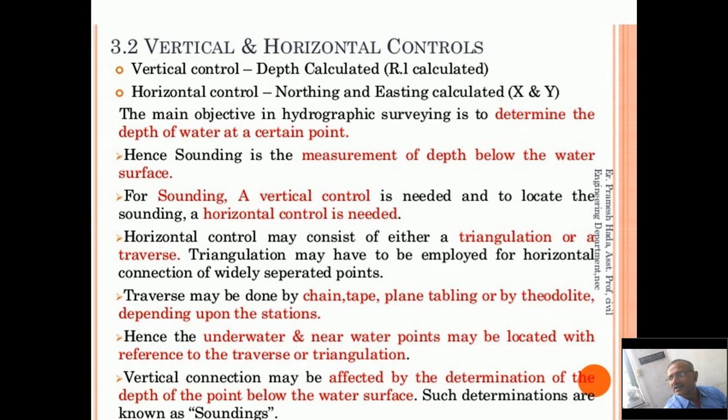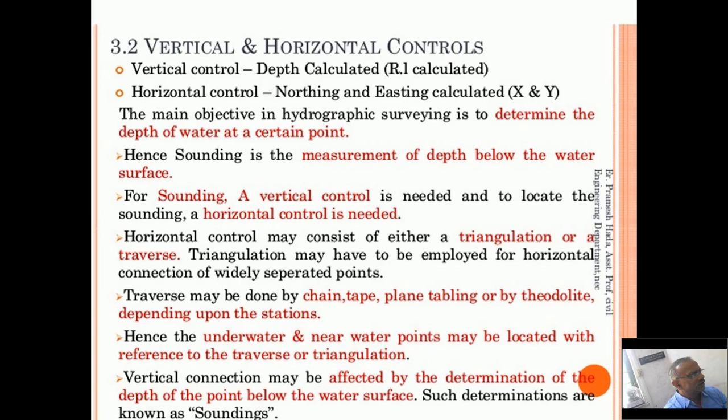Even when you conduct any kind of survey on the ground, you are locating the position of the point and you are determining the reduced level of that point. So the location of the point is with respect to horizontal control, and you are measuring the elevation with respect to the vertical control. In the same way, the point where the depth is measured is to be located with reference to the horizontal control, and the depth measured is to be referred to the vertical control.